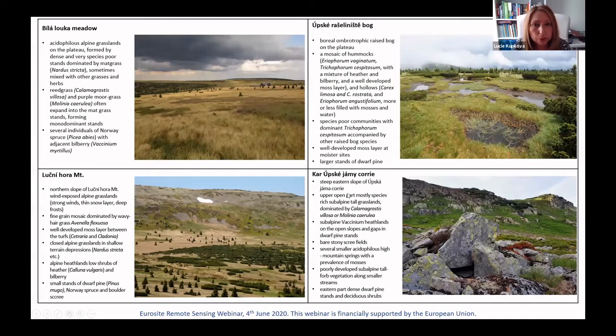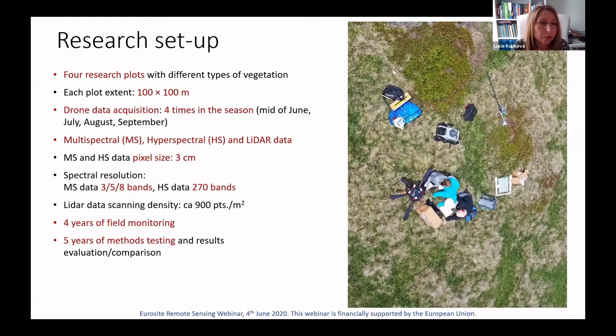For those who are interested, there is more detailed information. You will have it in the presentation. I am not going to read it now. And what is the research setup? As I said, we have 4 research plots. They are 100 by 100 meters in extent, and we acquire data from drones 4 times in the season, June, July, August, September, 3 types of data.